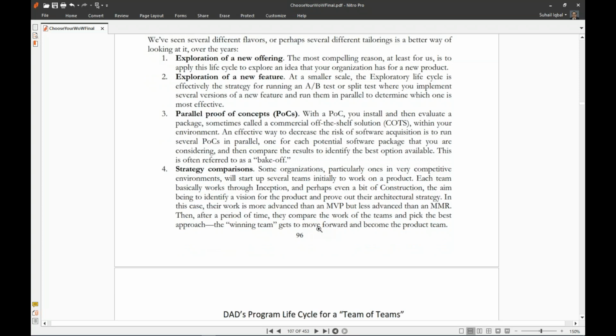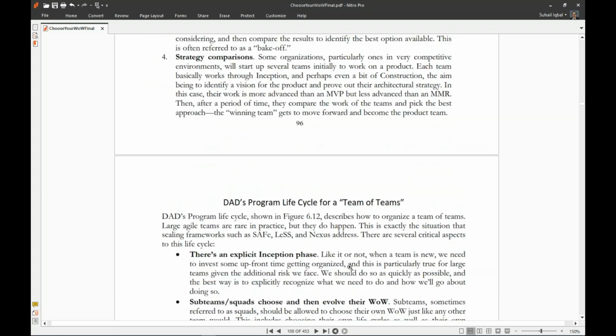Strategy comparison. Some organizations, particularly ones in very competitive environments, will start up several teams initially to work on a product. Each team basically works through inception and perhaps even a bit of construction, the aim being to identify a vision for the product and prove out their architectural strategy. In this case, their work is more advanced than an MVP but less advanced than an MMR. Then after a period of time, they compare the work of the teams and pick the best approach. The winning team gets to move forward and become the product team.